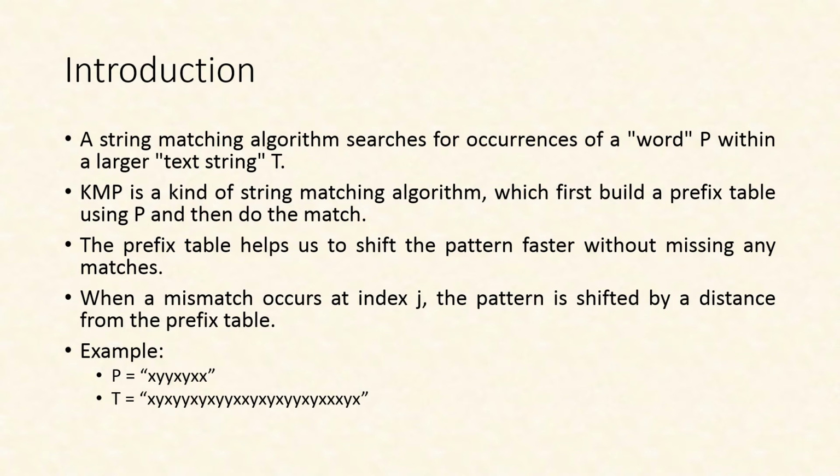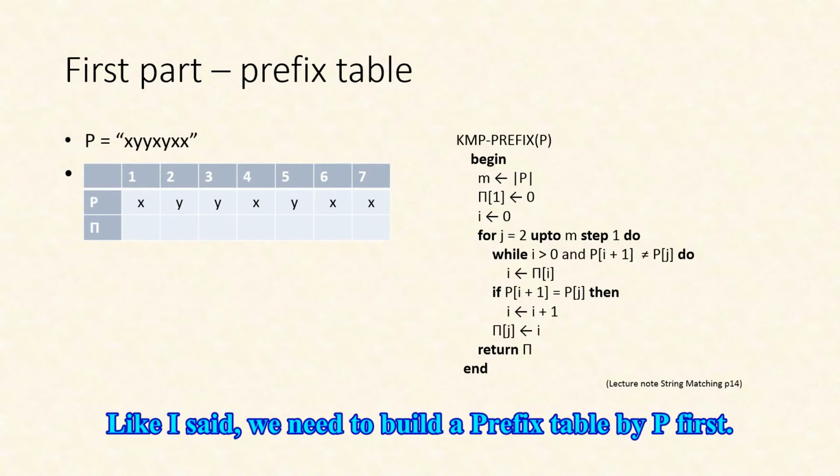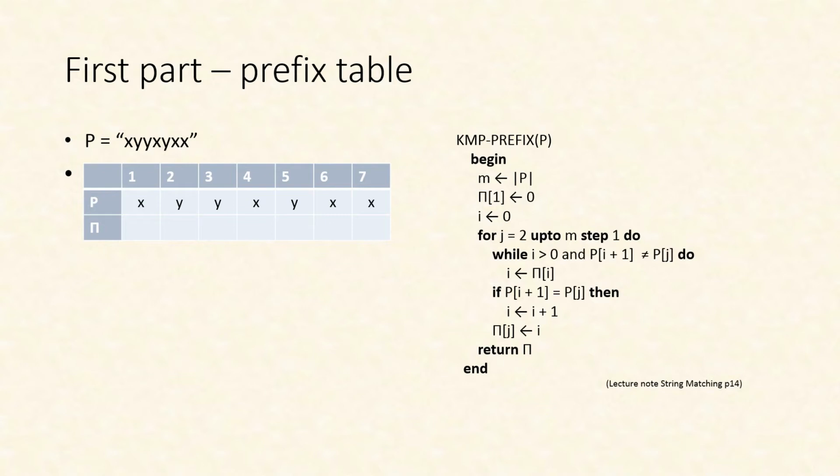When a mismatch occurs at index j, the pattern is shifted by a distance according to the prefix table. Here we have an example. As we can see, we have a word P, XYYXYXX, which we need to find in the text string T. Like I said, we need to build a prefix table for P first.